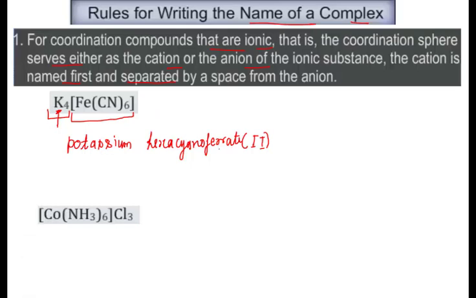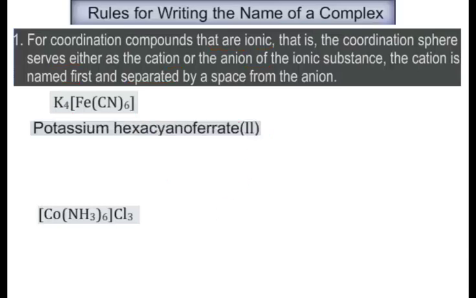Now why I have written ferrate, we will discuss later on. But now this is the compound. So the first rule says that we have to name whatever is the cation and then separate it from the anion. Okay, so it will be potassium hexacyanoferrate(II). In this case they have written it in capital, but the actual rule says that it should be small, but both are accepted.